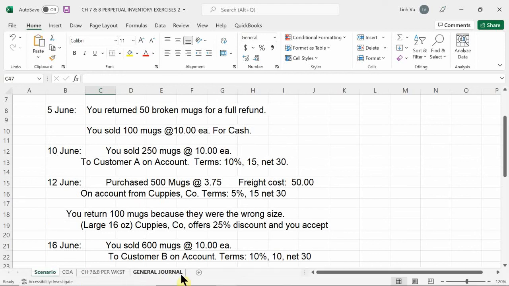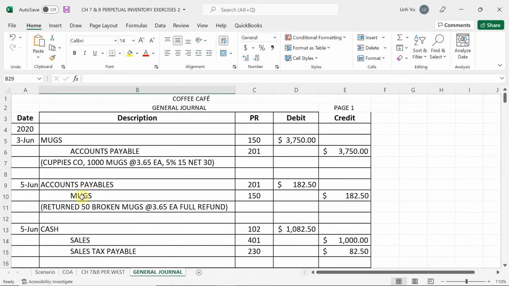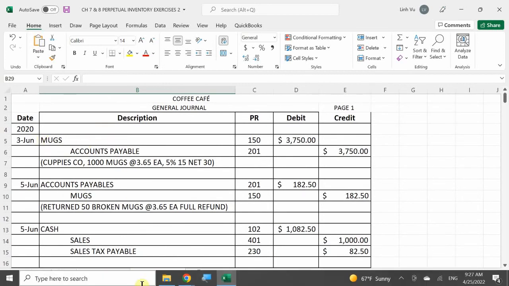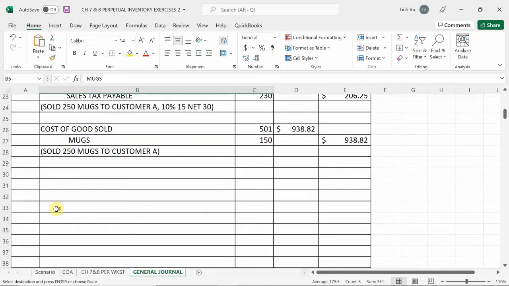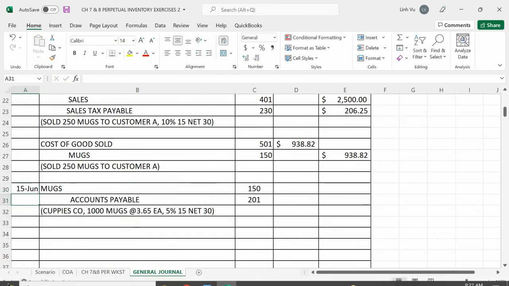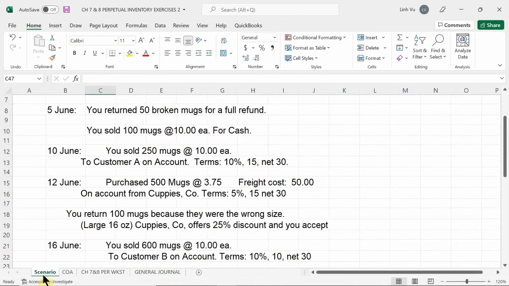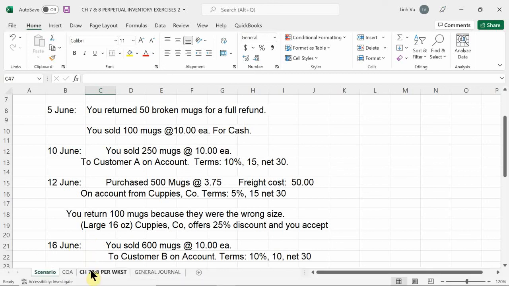So I have to journalize this first. How should I journalize it? It would be mugs and accounts payable. Yes, because we purchased it on an account. Good. So there you go. I'm going to copy this here because I already have it there. So it is June 12th or 15th. I think it's the 12th. Yeah, June 12th. We purchased 500 units at $3.75 with a freight of $50. Okay.